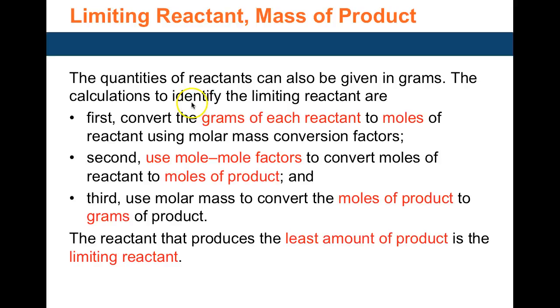So the moles of the limiting reactant can then be converted into moles of product, and from that into grams of product. All right, so if you have grams of each of the reactants, convert it into moles, use the mole factors, convert it into moles of product, and then moles of product into grams of product. So the least grams of product formed determines which of the reactants is the limiting reactant.